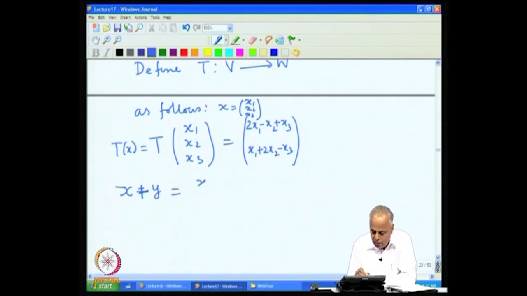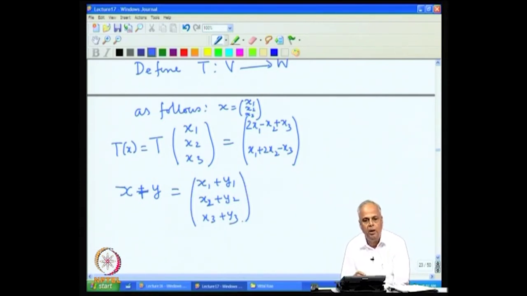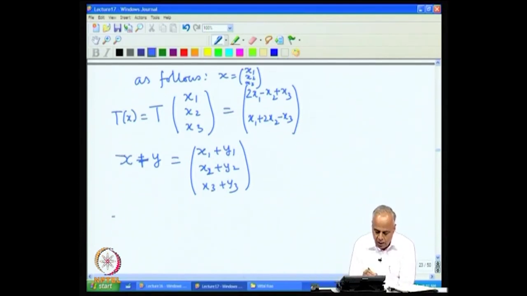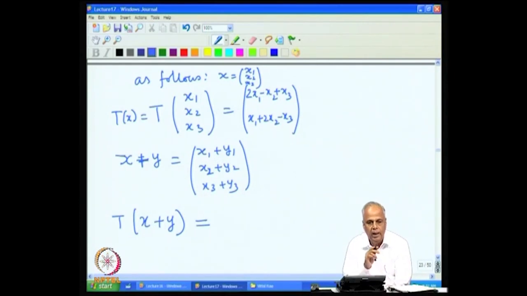x plus y is the vector (x1 plus y1, x2 plus y2, x3 plus y3). We take x to be (x1, x2, x3) and y to be (y1, y2, y3). Now, how does T transform x plus y? Let us observe this carefully. The way T transforms is, it takes a three component vector and converts it into a two component vector. How are these two components formed?